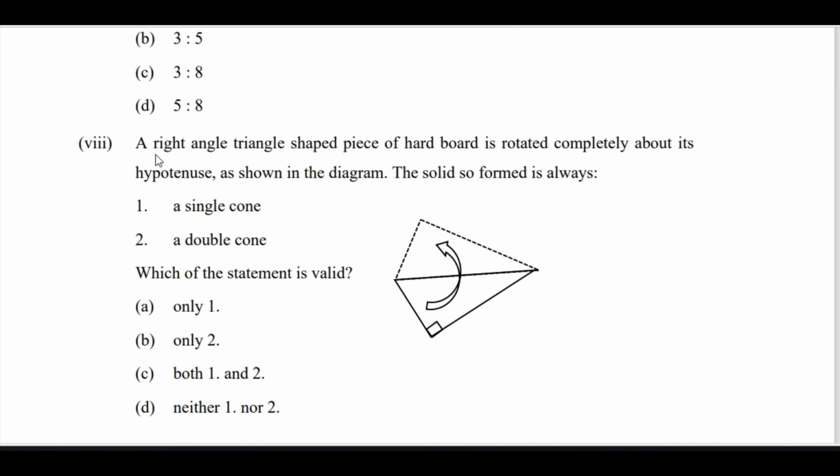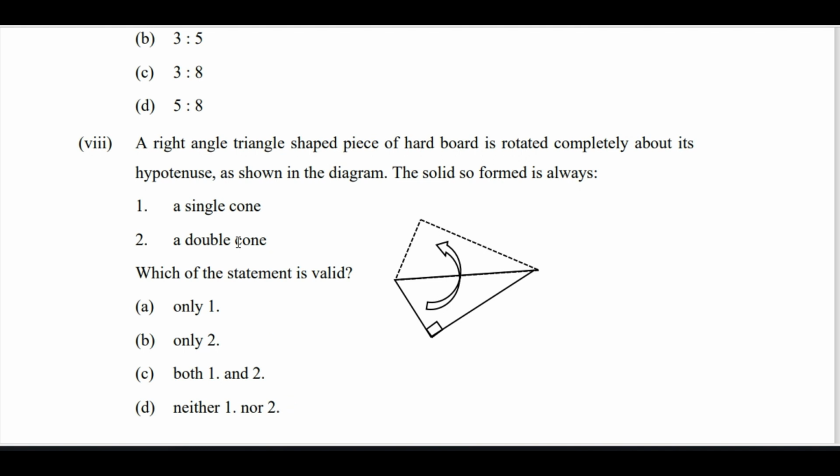A right angle triangle shaped piece of hardboard is rotated completely about its hypotenuse, as shown in the diagram. The solid so formed is: 1. always a single cone, 2. a double cone. Which of the statements is valid? Only one, only two, both one and two, or neither one nor two? The answer is double cone.